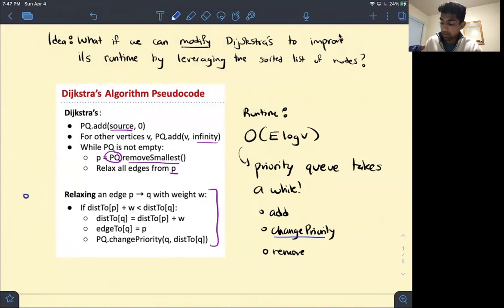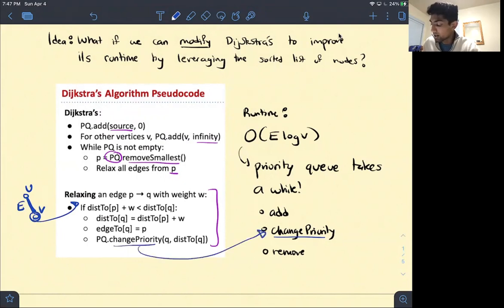So suppose that we have some edge, and then we're relaxing this edge in the relax subroutine. It's possible that for this vertex V, we have now found a better path to get there. In that case, what we want to do is change the priority, so we call change priority. So potentially change priority can get called E times, where E is the number of edges, and each time it's called, how much work does it take?